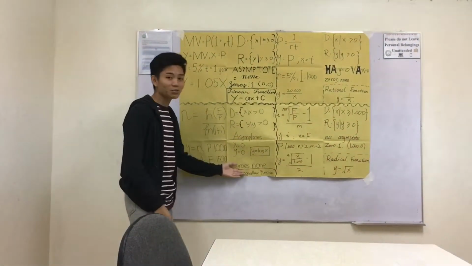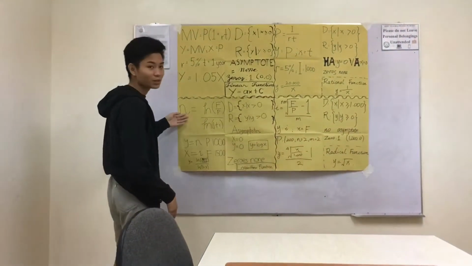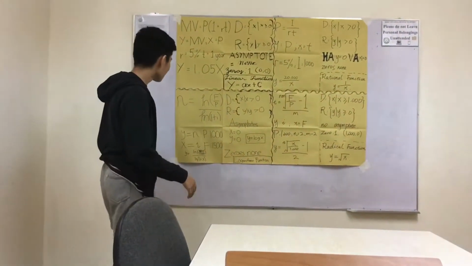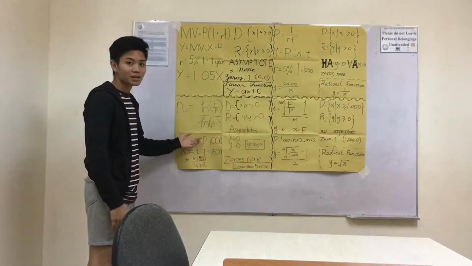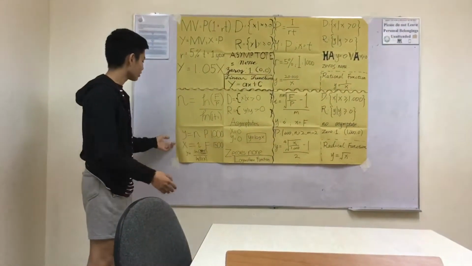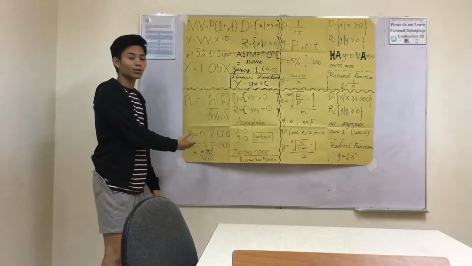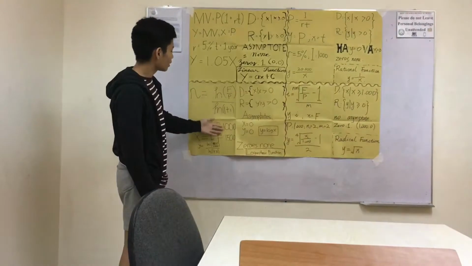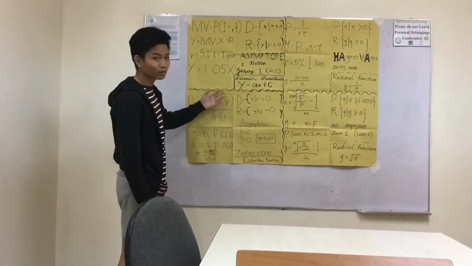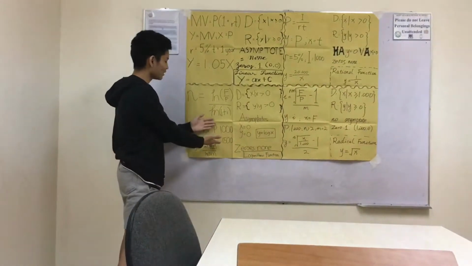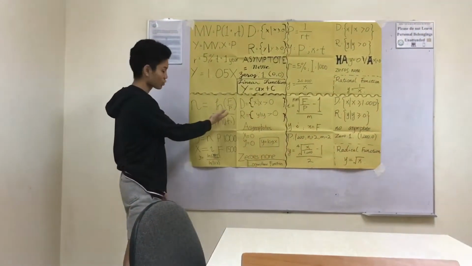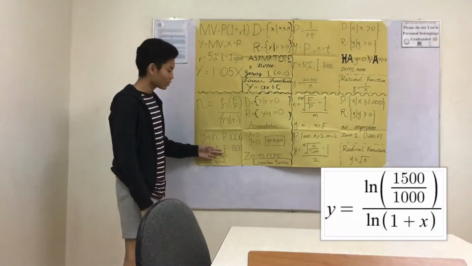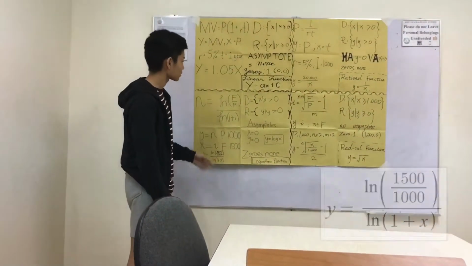So, coming over to the logarithmic function, we use the formula for the number of years, which is ln of F over P, over ln of 1 plus i. So we use number of years as the dependent variable and the interest rate as the independent variable. We assign the values of P as 1000 and F as 1500. When we plug these values into the function, we get y equals ln of 1500 over 1000, all over ln of 1 plus x.